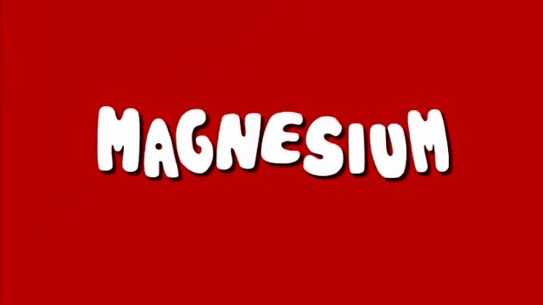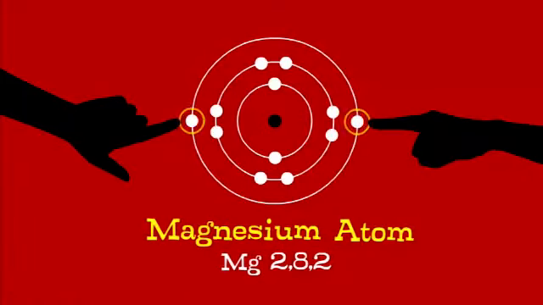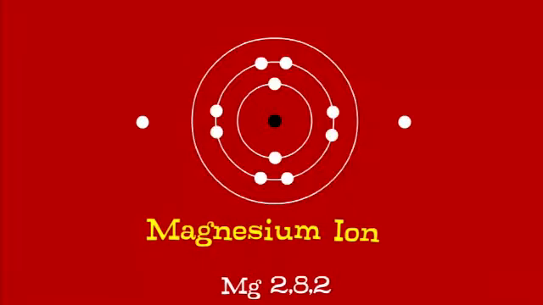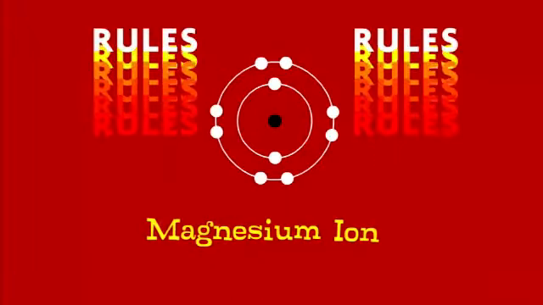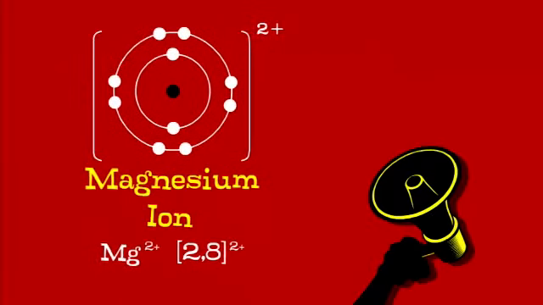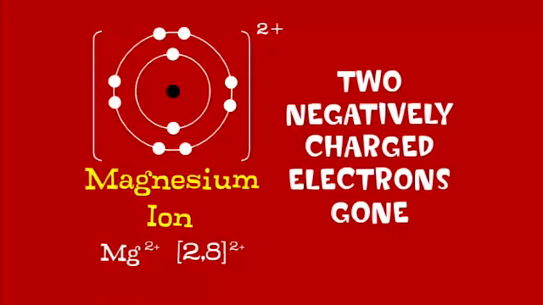Now, magnesium is another metal, but this time with 2 electrons in its highest energy level. To become a magnesium ion, it has to lose both of these. Rules is rules. We use a 2+ to show this. That might sound contradictory, but with 2 negatively charged electrons gone, that gives the magnesium ion a 2+ charge overall.